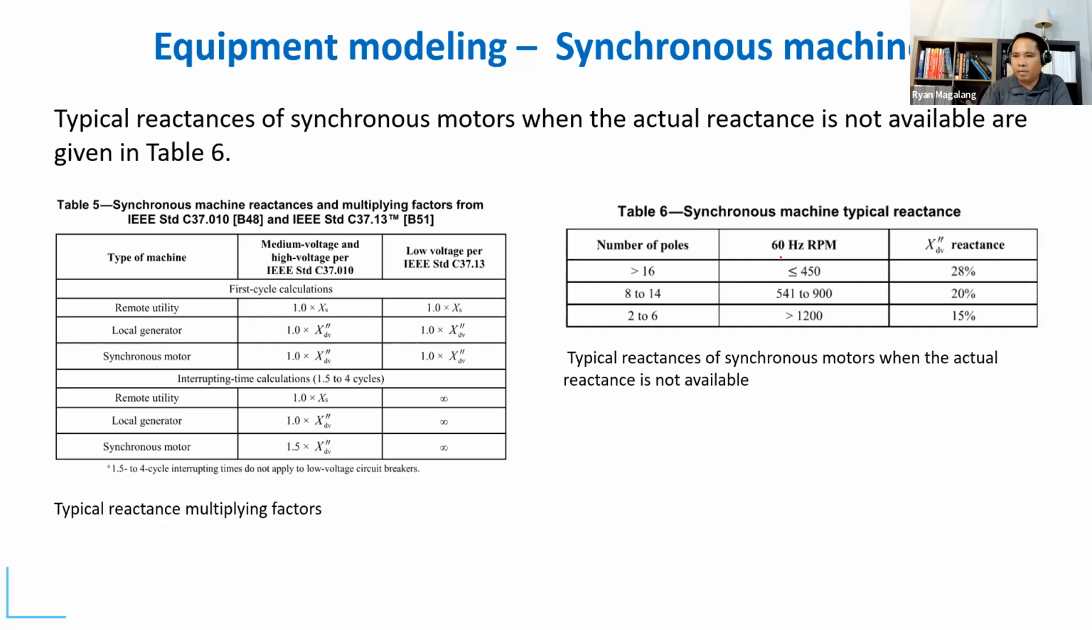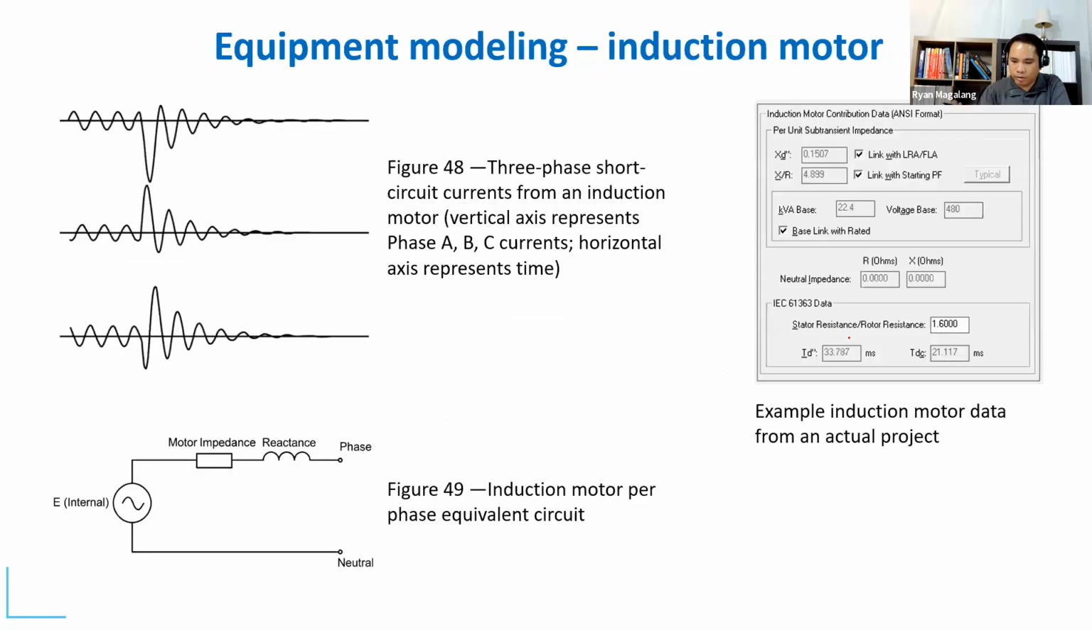Some tables from the IEEE, they have some recommended values here for generators and machines, whether it's remote or local, and values of reactances, depending on the number of poles of the machine. So yeah, I'll just pass this as a reference so that we don't have to deal with it too much.